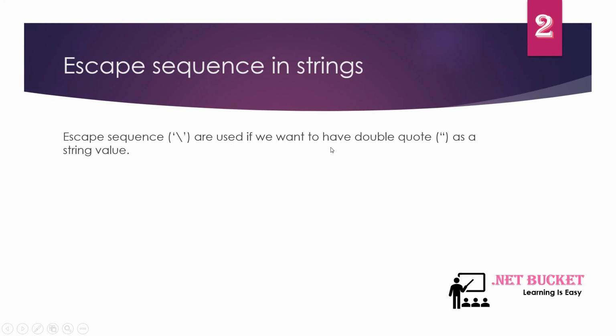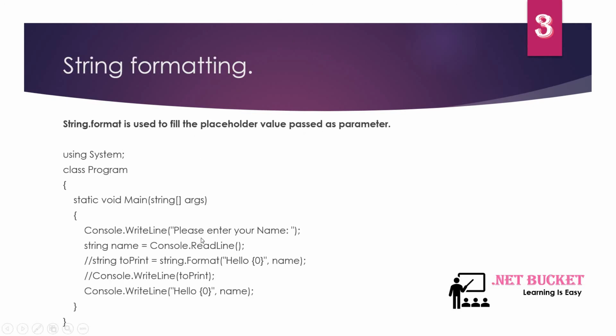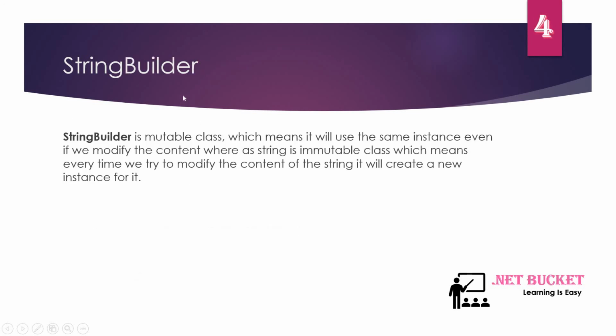Escape sequences are used if you want to have a double quote as a string value. As I demonstrated, if you want to have a double quote, then you have to prepend it with a slash, otherwise the compiler will not allow you to just add the double quote there. String formatting we saw. String formatting will be used as string.Format, and you can just use the placeholder. Whatever the number you give, it will take the parameter from this side and simply replace the values. And the last one we saw is StringBuilder.